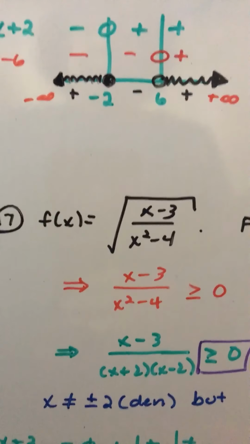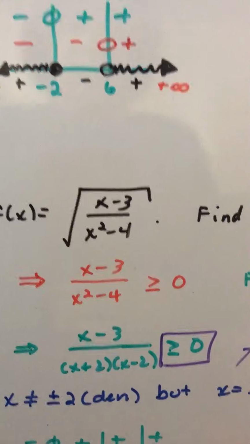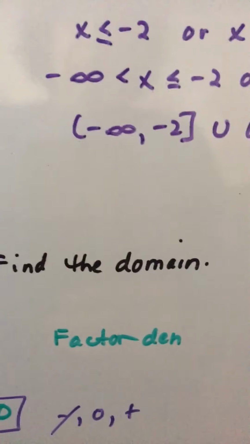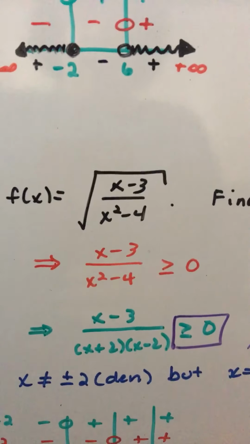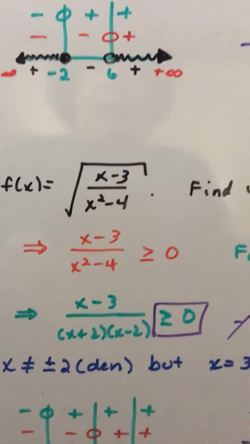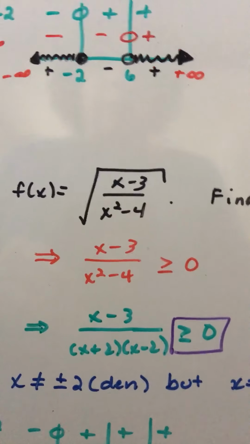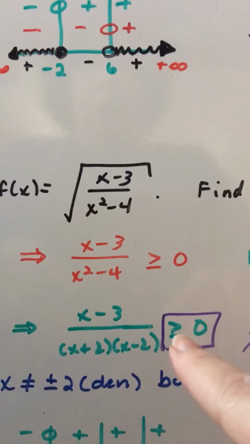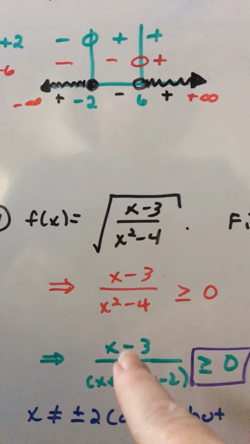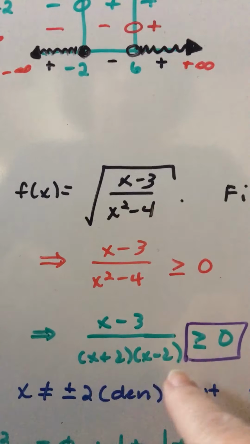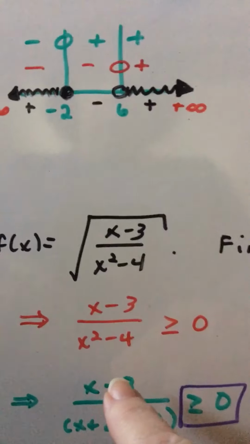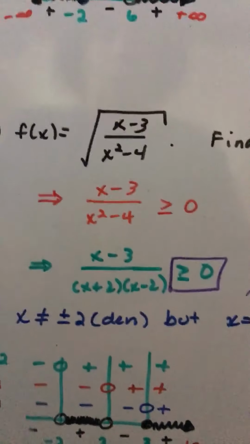So f of x is equal to the square root of x minus 3 over x squared minus 4. Again, find the domain. Again, it's ready to go, except I need to factor. So I factor. All coefficients of variables are positive. So I stay 0 and positive. I can't make the denominator 2 or -2, so those are open. But the 3 is okay, and so it's closed.